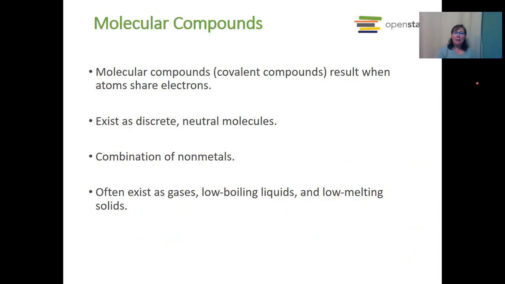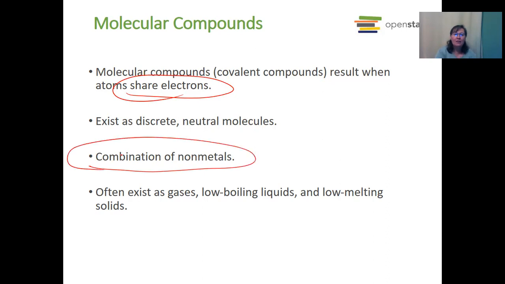Now let's take a look at molecular compounds, and we're going to be practicing a bunch of these in just a bit. Molecular compounds or covalent compounds, remember, result when atoms share electrons. They exist as discrete neutral molecules, and they're always a combination of non-metals. This is your clue that you're working with something molecular. They often exist as gases, low boiling point liquids or low boiling point solids, like the different kinds of water. Water is a gas, water is liquid, water is ice.